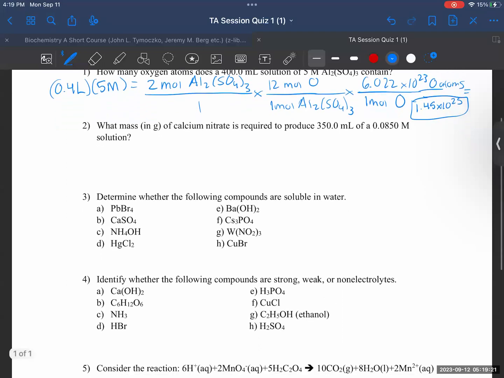All right, number 2, what mass in grams... Oh, you got this one, Rich. Of course, this guy rolled to me on the number 2 problem.